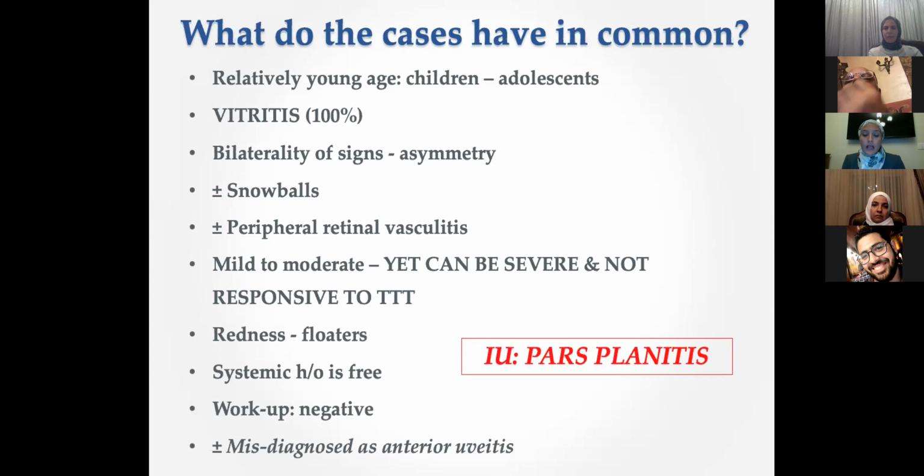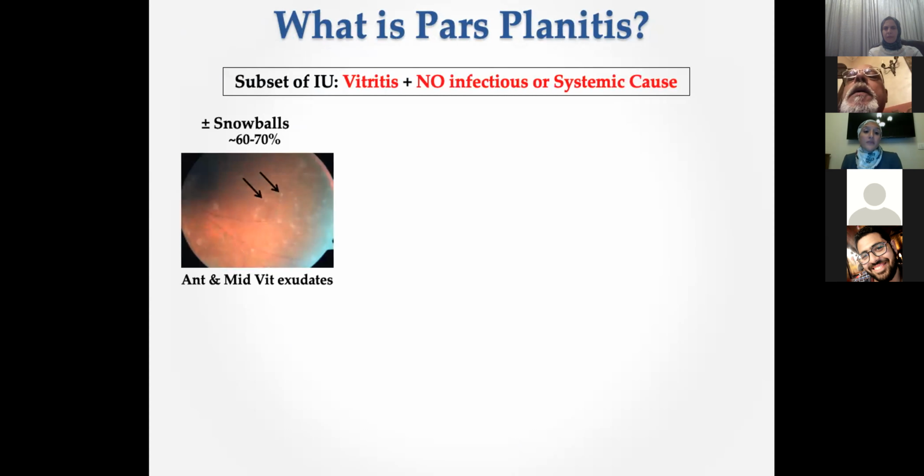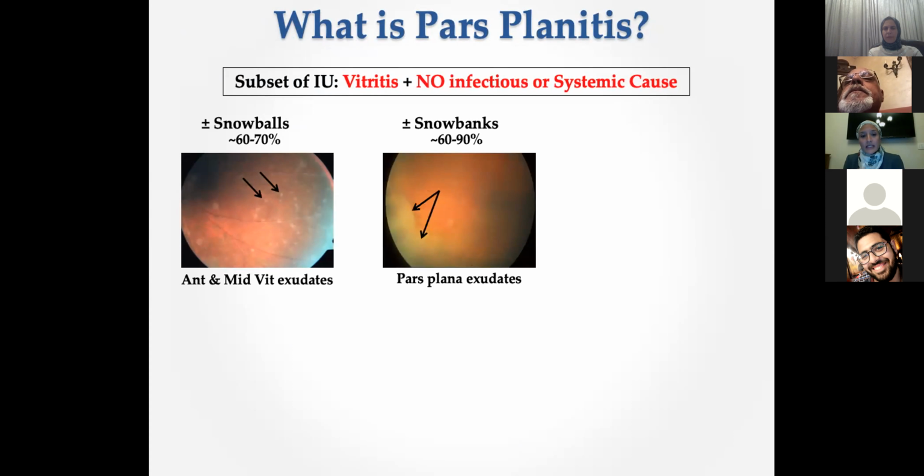Therefore, after revising all of these points, I classified these patients as a particular subset of intermediate uveitis, which is called pars planitis. So what is pars planitis? It's a special entity of intermediate uveitis that's characterized by the presence of vitritis, but without the presence of any infectious or systemic cause. The condition is very frequently associated with something called snowballs. These are simply exudates that are present in the anterior and mid-vitreous, usually in the lower half of the eye. In some cases, if these exudates tend to rest on the posterior part of the ciliary body or the pars plana, they are called snowbanks.